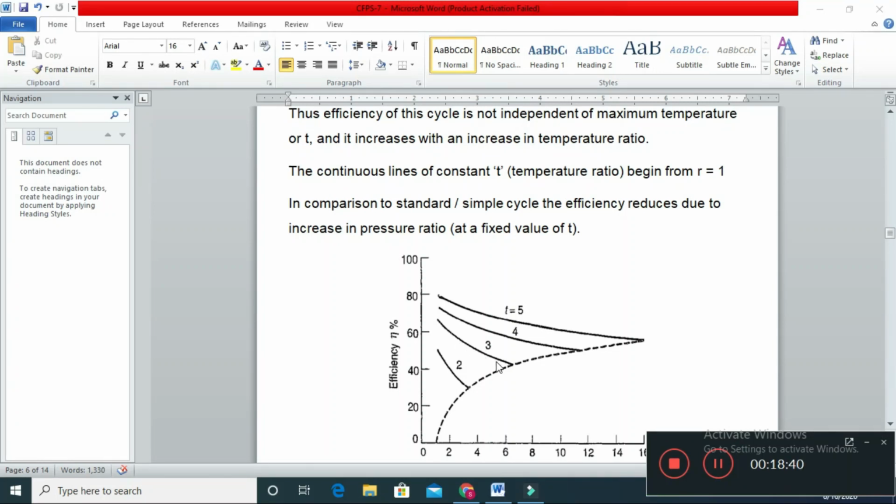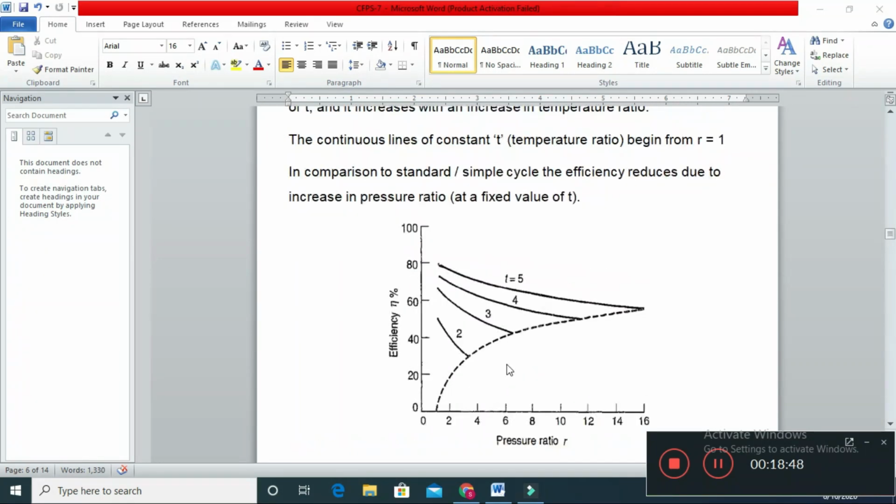So if the compressor exit temperature is increasing, then the advantage of using the heat exchanger will become less. So here we can see, with the increase of maximum turbine temperature, the efficiency is increasing. With the increase of pressure ratio for a particular value of small t, the efficiency is decreasing. This is the efficiency plot for a cycle without heat exchanger. If you are further increasing the pressure ratio, the lines can be extended, but in that case the efficiency will reduce.